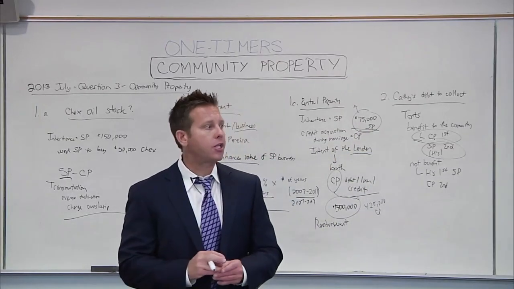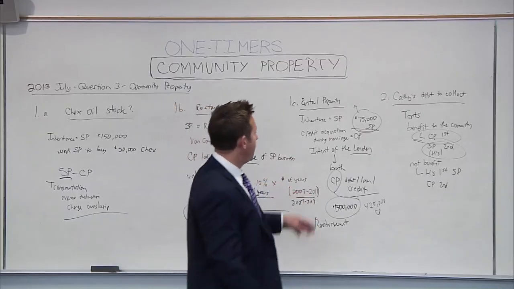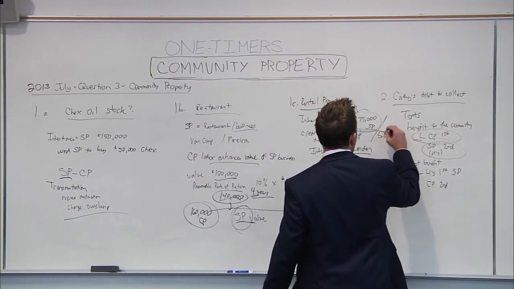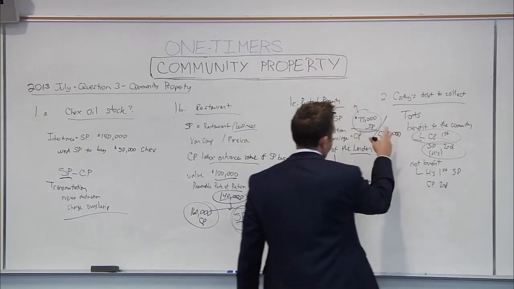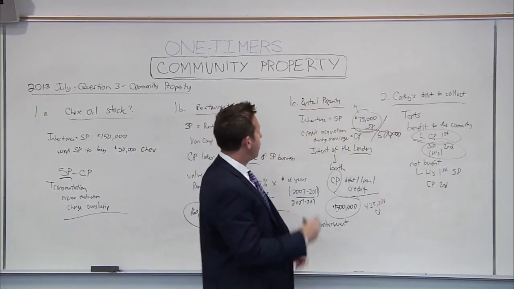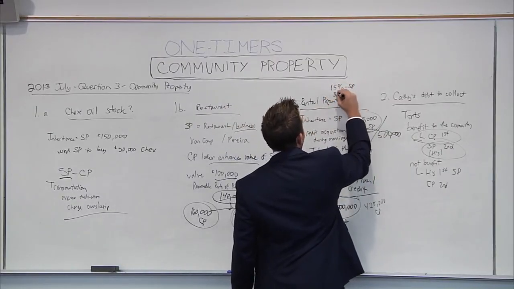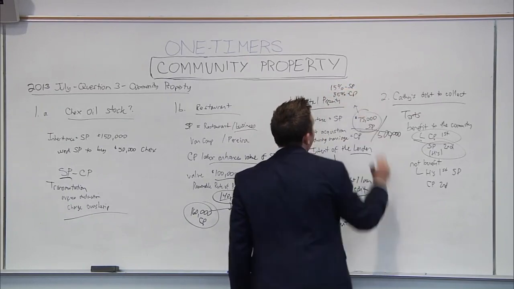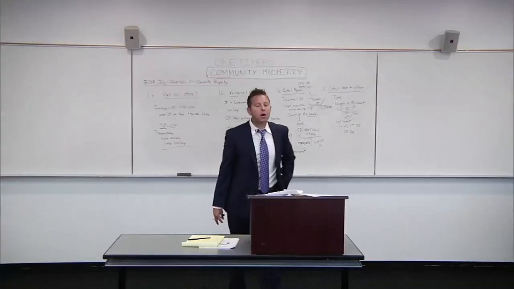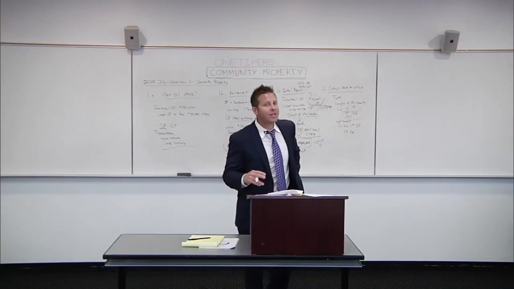It wouldn't be reimbursed. The community would get a proportionate interest of $75,000 over $500,000, and the separate property interest would be the inverse of that. So it'd be 15% separate property and 85% community property. And if you want to see how the math's done, just take a look at the model answer. It goes through it in a little bit better detail.